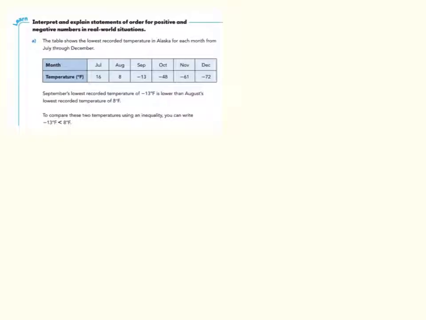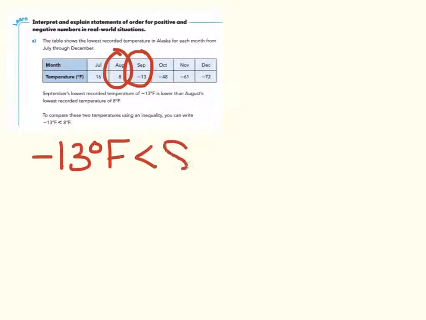So for example, September's lowest recorded temperature is negative 13, and that's lower than August's recorded temperature, which is 8. So we could compare those two temperatures using a statement of inequality where we would say negative 13 degrees Fahrenheit is less than 8 degrees Fahrenheit. Here's another example.